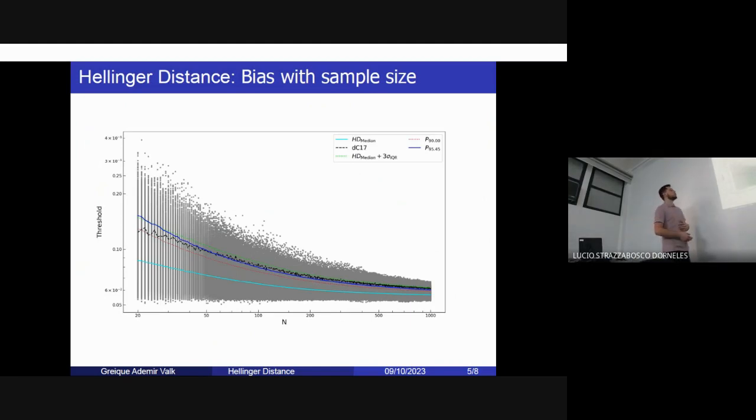The work that we compare our results with is the DC12, shown in black in this figure here.